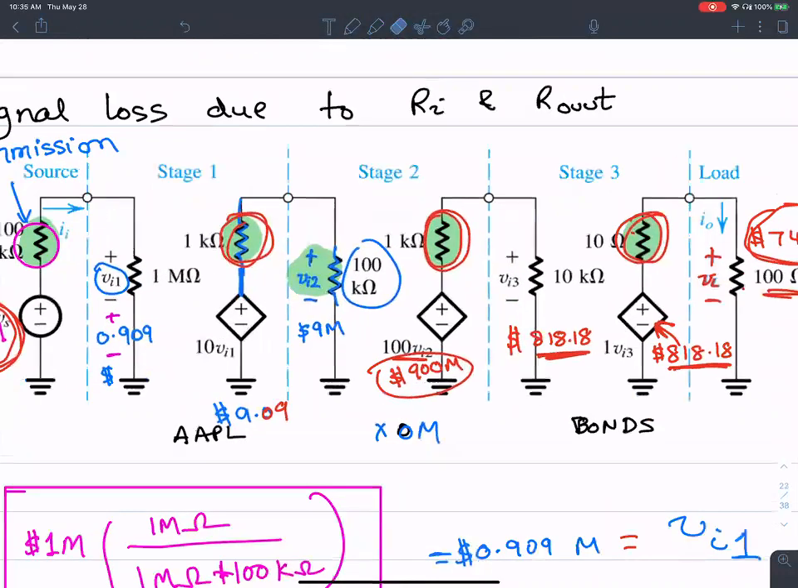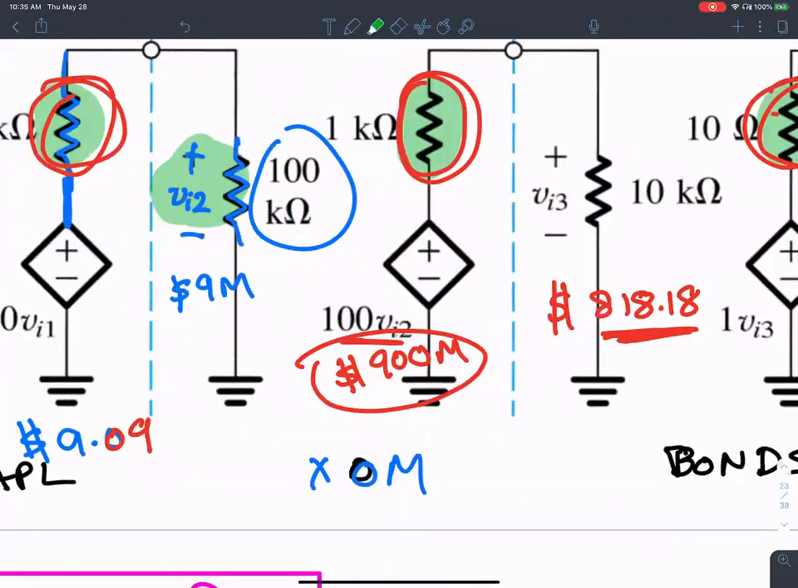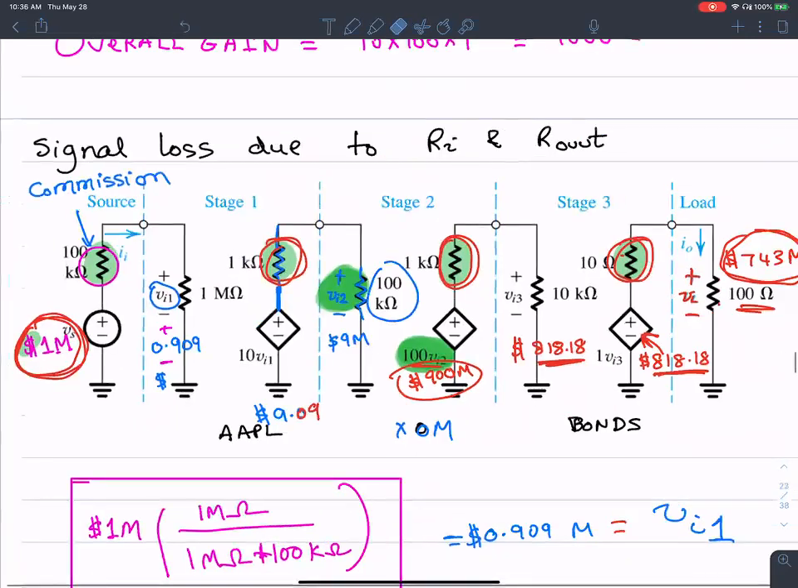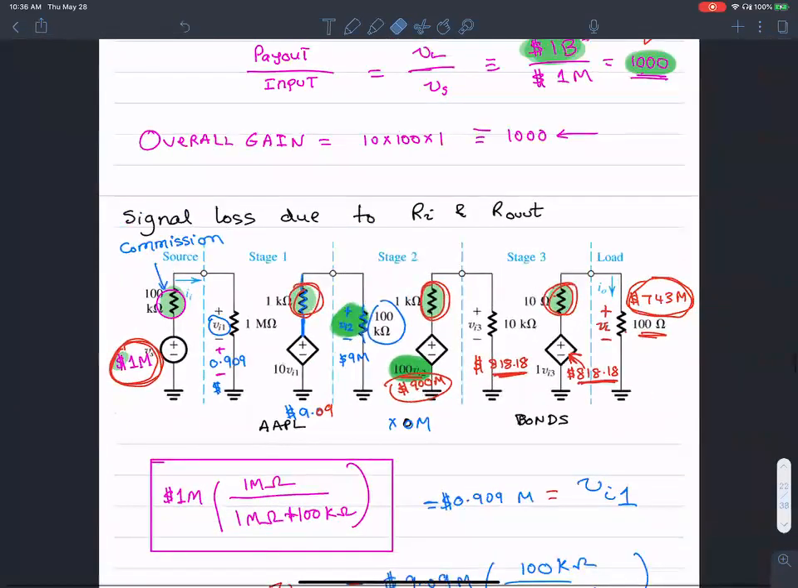But also pay attention to here. This VI2, which is $9 million, is amplified 100 times here. That's the gain of the second stage. A VI2 is multiplied 100-fold. So this 9 million becomes 900 million. Each of these stages has some gain, and that gain sets the stage of the gain, and then there is some signal loss due to commissions.